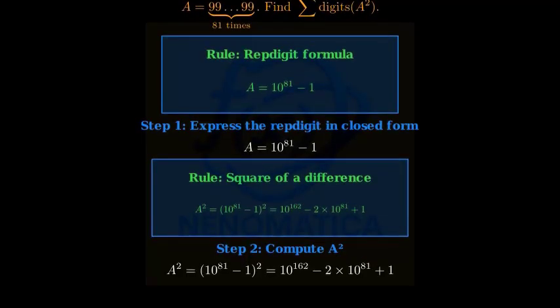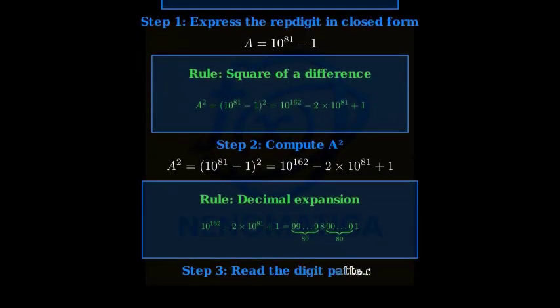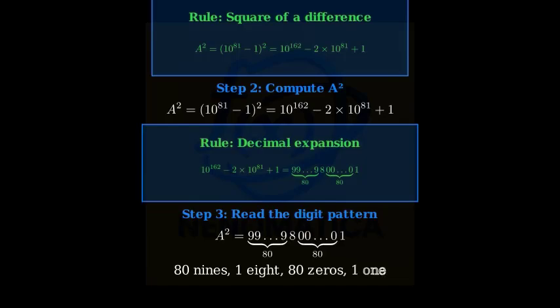When we expand this, we get 10 to the power of 162 minus 2 times 10 to the power of 81 plus 1. Now, let's analyze what this expression means in terms of actual digits. 10 to the power of 162 is a 1 followed by 162 zeros. When we subtract 2 times 10 to the power of 81, we get 80 9s, followed by an 8, followed by 80 zeros, and finally a 1 at the end. This is our a squared in decimal form.